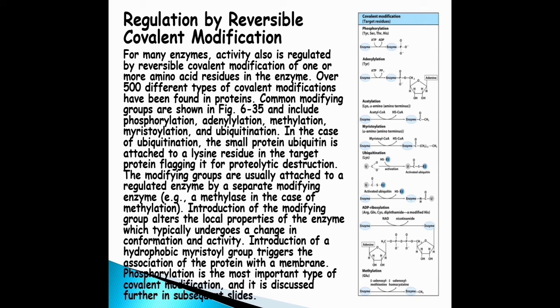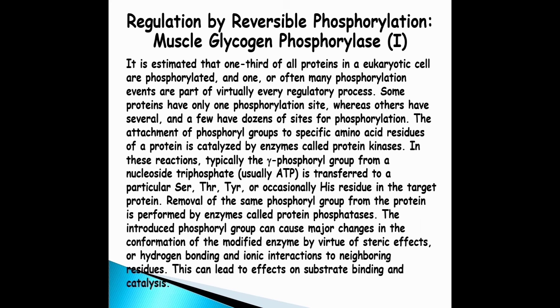A methylase in the case of methylation. Introduction of a modifying group alters the local properties of the enzyme, which typically undergoes a change in conformation and activity. Introduction of a hydrophobic myristoyl group triggers the association of the protein with the membrane. Phosphorylation is the most important type of covalent modification and is discussed further in subsequent slides.